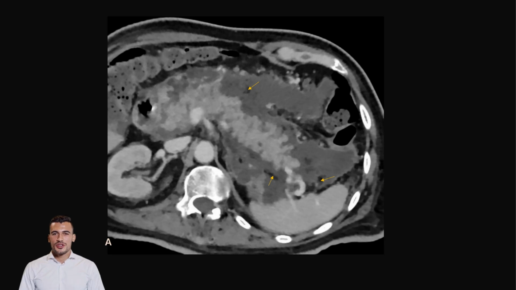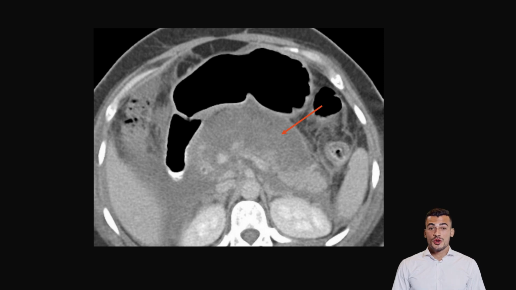Now look at this image. We have a fluid collection here also, but what is different here? We can see small fat density areas within, which are marked by the yellow arrows. These represent fat necrosis, thus it is a necrotic collection. Here is another collection, it looks homogeneous.